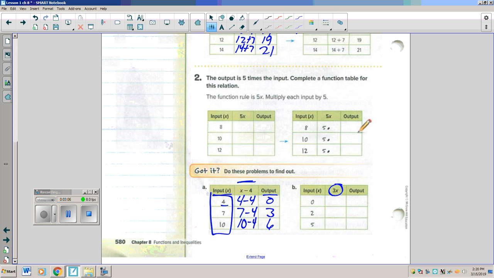B, 3x. Remember, when the constant and the variable are right next to each other, that's multiplication. 3, 0. Put it in parentheses so it doesn't look like 30. Your output is 0. 3, 2. 3 times 2 is 6. 3 times 5 is 15. That is an input-output table.